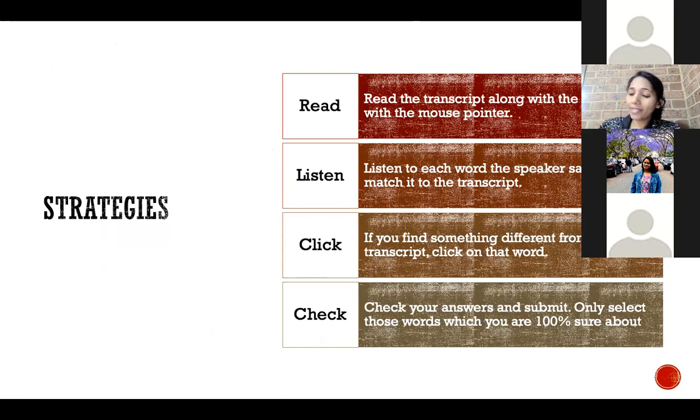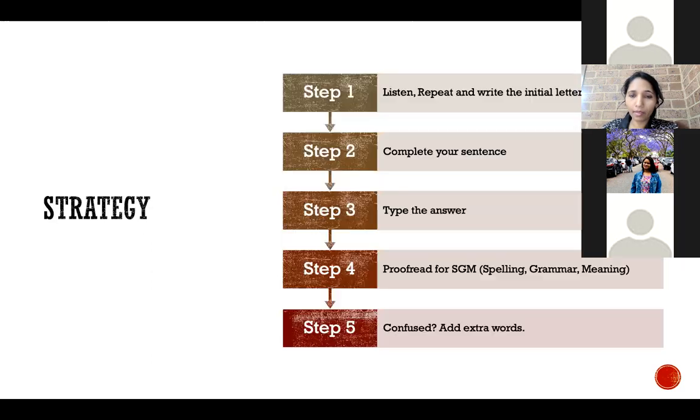So while you repeat, these are the steps that you can follow, or this is the strategy. So first listen to the audio and repeat. Suppose the speaker is telling, go get me a drink of water. You listen to the audio and you repeat, go get me a drink of water, and you write the initial letter. You write the first letter of every word like this.